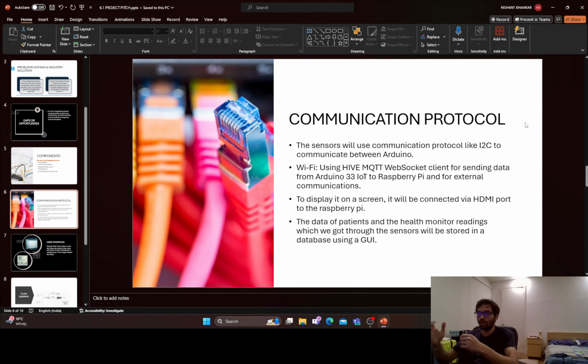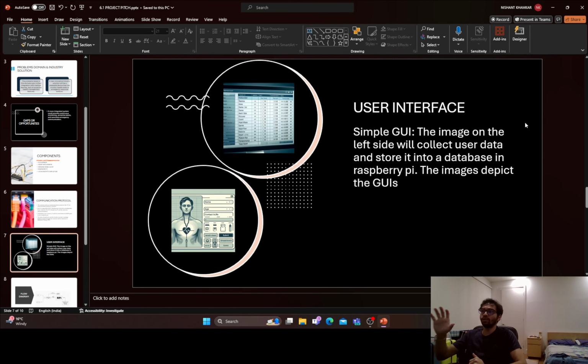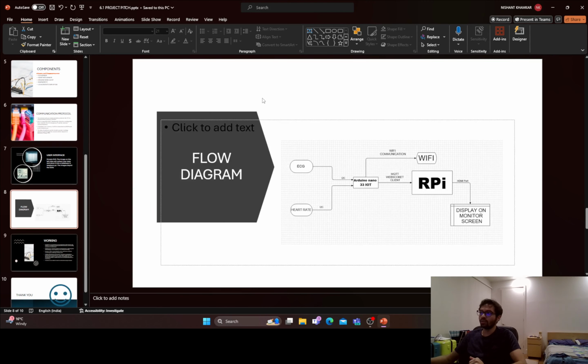So we'll be having a proper website or application where we will have a login page or sign up page where we will feed our patient data, and it will be saved there. Every patient's data will be saved there, and it will be accessible to all the healthcare members or professionals. So the GUI will be looking like this, and it's a very simple GUI. Here you will add all the patient data, and here it will be saved. So this is the working of our project.